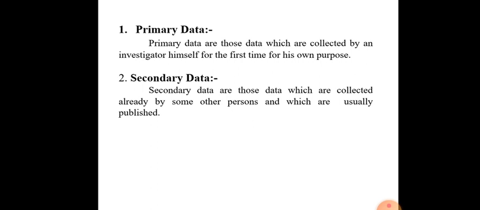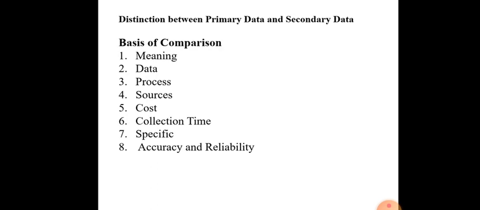Okay, so these are the two sources of the collection of data. The first one is primary data and the second one is secondary data. Now in the next slide, we will see the distinction between primary data and secondary data. These are the points of comparison, the basis of the difference between primary data and secondary data. The first one is the meaning.